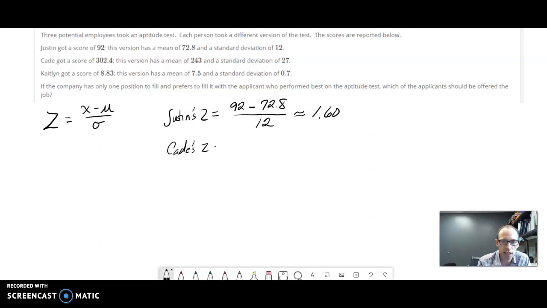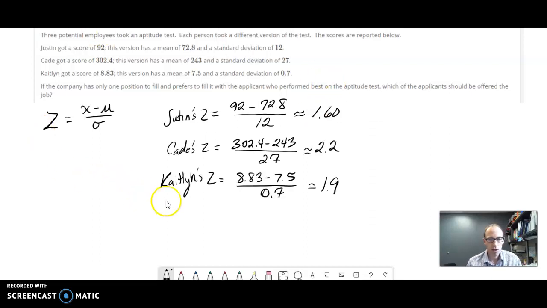Cade's z would be 302.4 minus 243 over 27. Let me go ahead and work these out, and then let's talk about the results. Okay, if I did all my calculations right, this is what we ended up with. So basically, Justin was 1.6 standard deviations above the mean, Cade was 2.2 above, and Caitlin was 1.9.